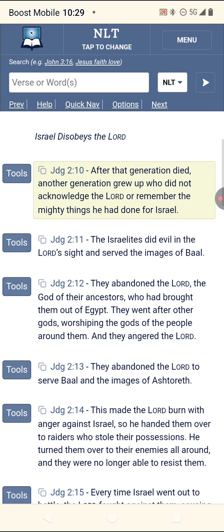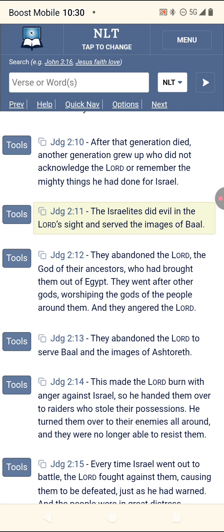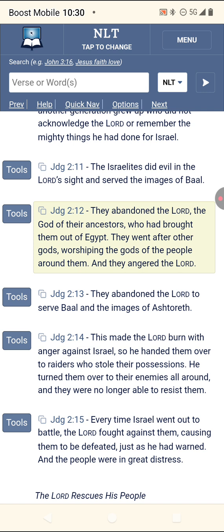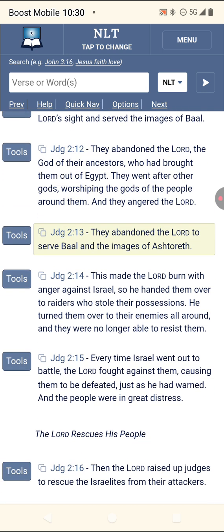After that generation died, another generation grew up who did not acknowledge the Lord Yahweh or remember the mighty things he had done for Israel. The Israelites did evil in the Lord's sight and served the images of Baal. They abandoned the Lord Yahweh, the power of their ancestors who had brought them out of Egypt. Then they went after other gods, worshiping the gods of the people around them, and they angered the Lord Yahweh. They abandoned Yahweh to serve Baal and the images of Ashtoreth, which goes back to the law, first commandment. You shall have no other gods before me. It goes on to say that he's a jealous power.